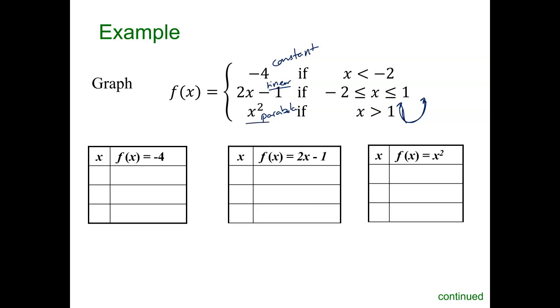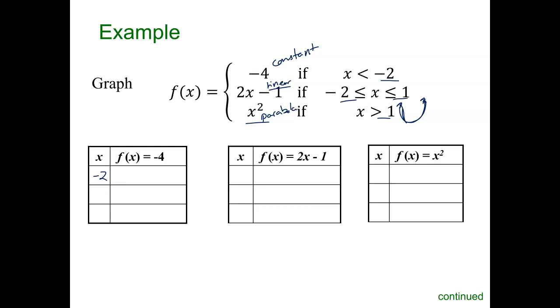Yes? Depends on where it starts, but yeah, you're only going to draw part of it. Is that middle one? Yes. All right. So we're going to pick some values. We always want to include those critical values within our set. Okay. So for f of x is negative 4, I need to include negative 2 because I need to know what it's going up to.